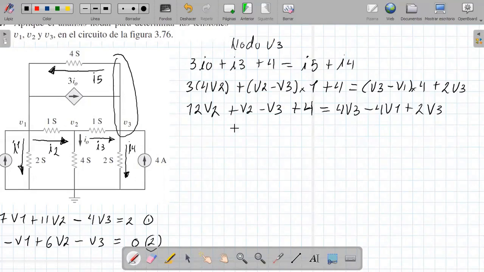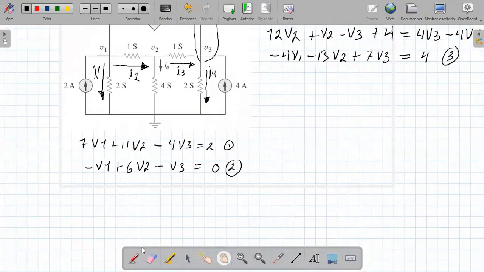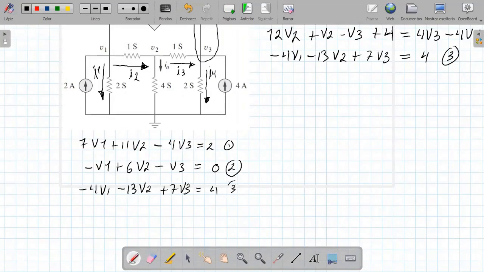Okay. If I organize, I put on one side the variables and on the other side the constants, so the issue remains simpler for me. Minus 4V1 minus 13V2 plus 7V3 is going to equal 4. This would be my equation number 3.